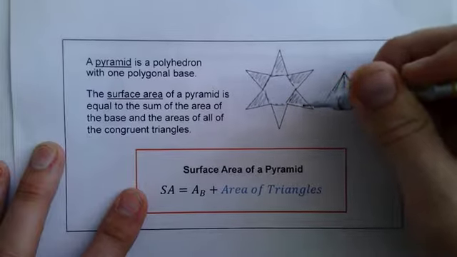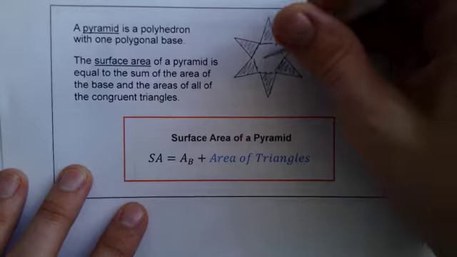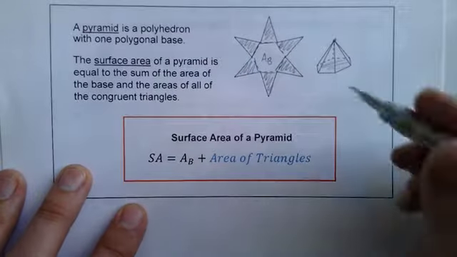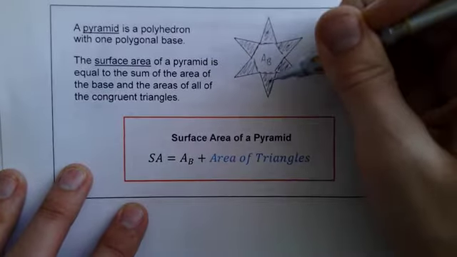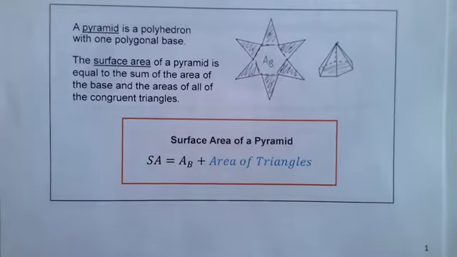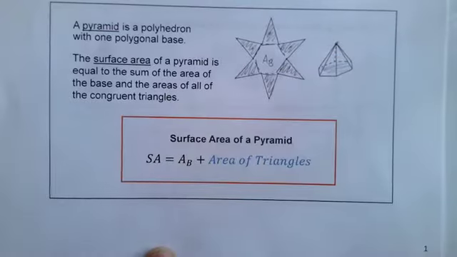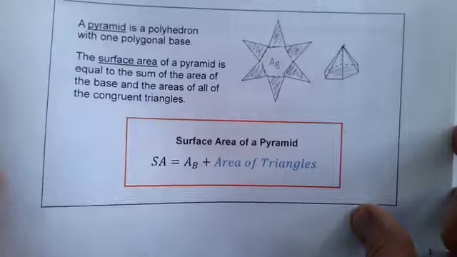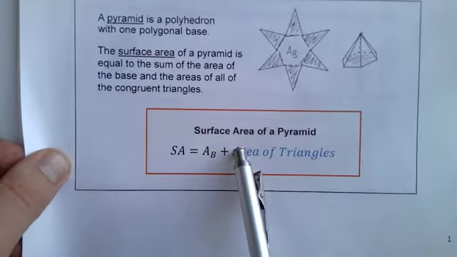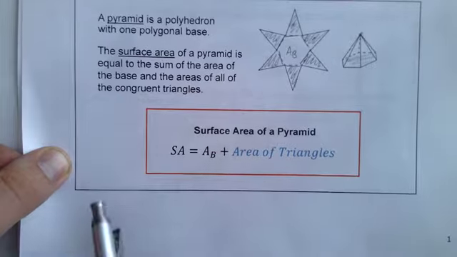As a general rule, the surface area of a pyramid is just the area of the base, which is this guy, plus the area of the triangles. All 6 of these, or if your base was a pentagon, you'd have 5 triangles. If your base was a square, you'd have 4. But you do have these triangular faces, all of them identical, that you need to find the area of in order to find the surface area of a pyramid. I will be more specific about how to find the area of the triangles soon, but this is a good general outline.